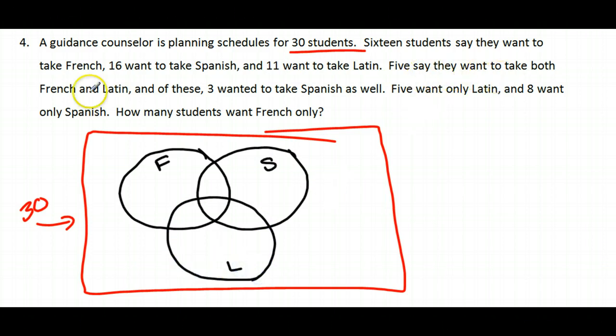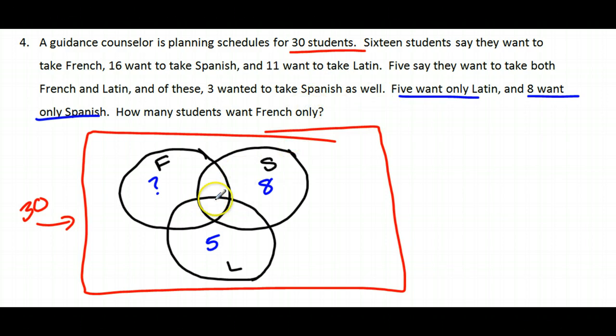5 say they want to take both French and Latin, and of these, 3 wanted to take Spanish as well. 5 want only Latin. So if 5 want only Latin, that's something we can fill in right away. We know that they are only in Latin, so they're not in anything else. 8 want only Spanish, so let's fill this in. How many want only French? We don't know this. That's what we're going to be looking for.